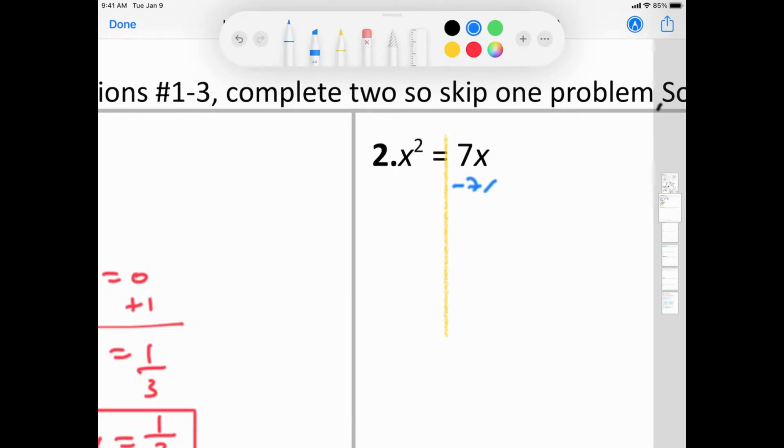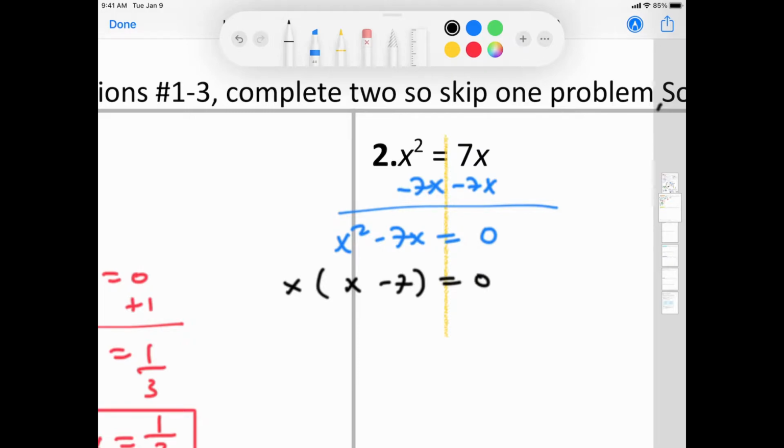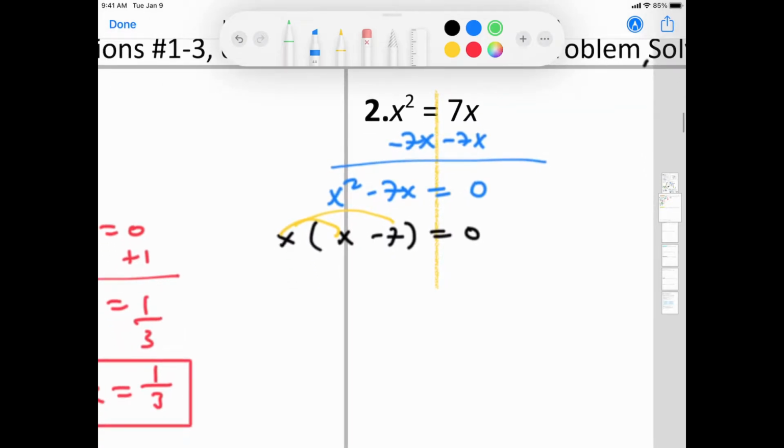I'm going to subtract 7x. I always want a to be positive 1. I want the a value to always be positive, never negative. Okay, so here I'm going to factor out, so they both have an x in common. So I'm going to have x minus 7. Remember, you can always distribute to check your answer there. And then I'm just going to set both those equal to 0.